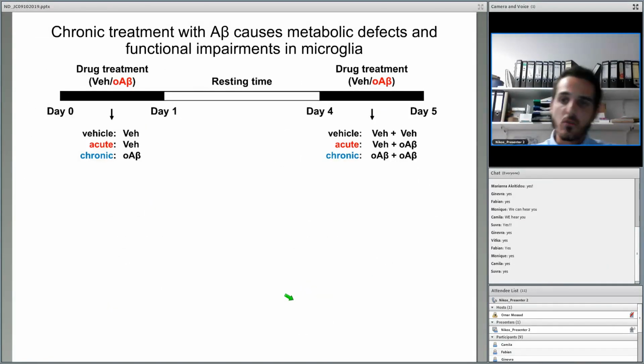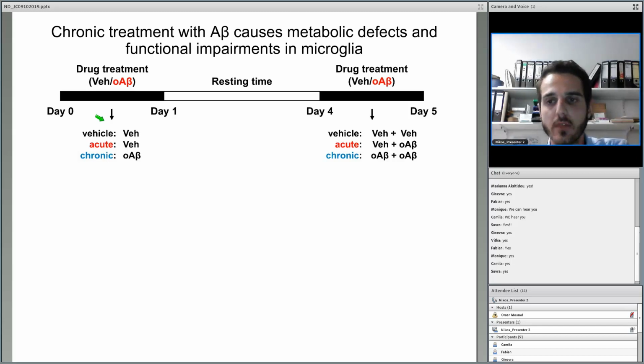Then they move on to an in vitro model of chronic treatment with A beta. In this setup, they have their primary microglia culture, and two groups are treated with the vehicle and one with the oligomeric A beta for 24 hours. And then they wash the cells and replenish the medium with a normal primary microglia medium without any stimuli, neither the vehicle nor the oligomeric A beta. They let the cells rest for 3 to 5 days, and then they're re-exposed to a second phase of drugs.